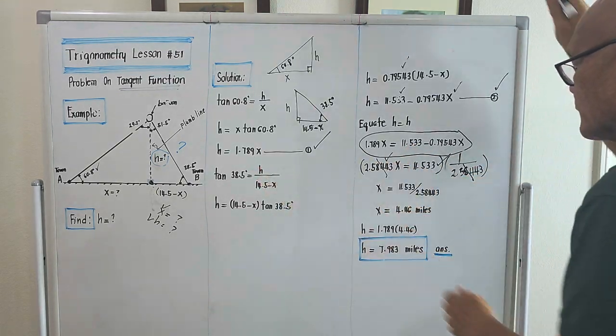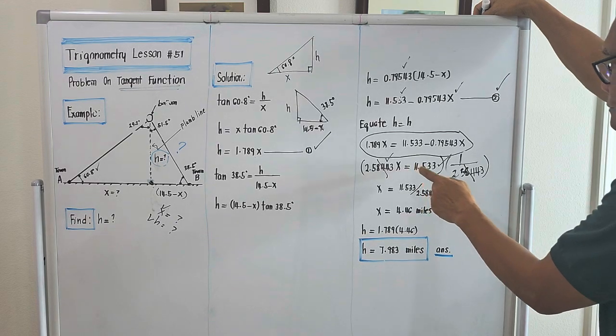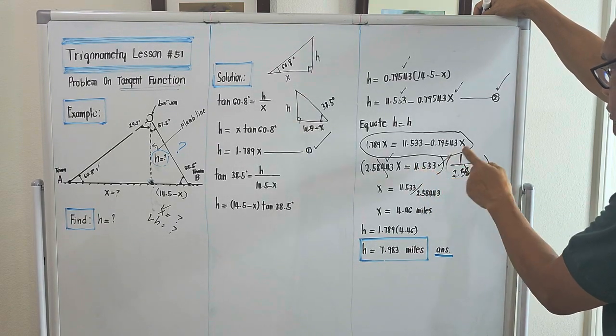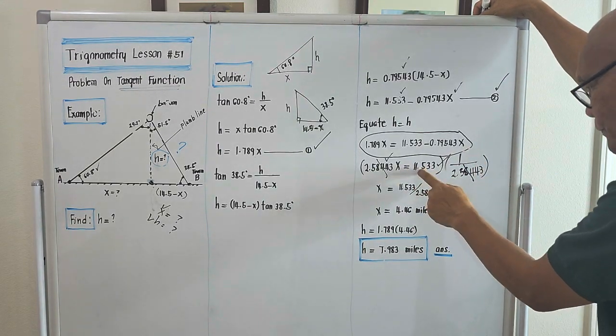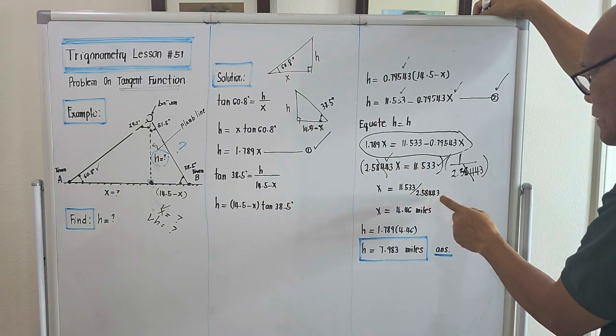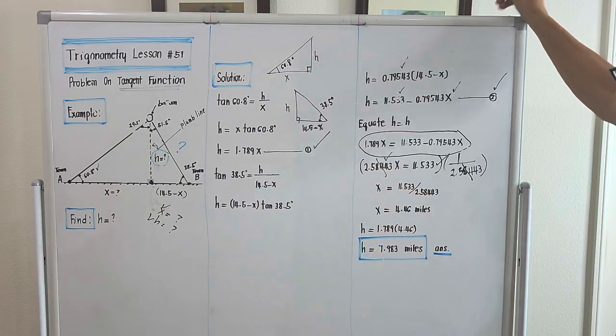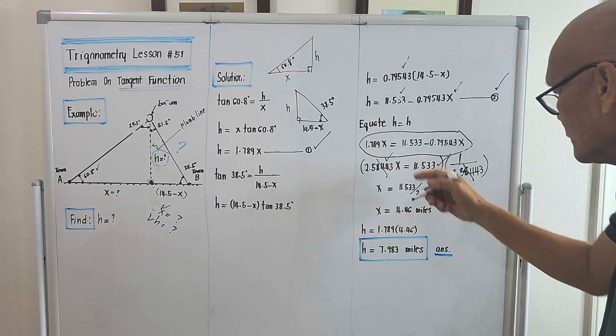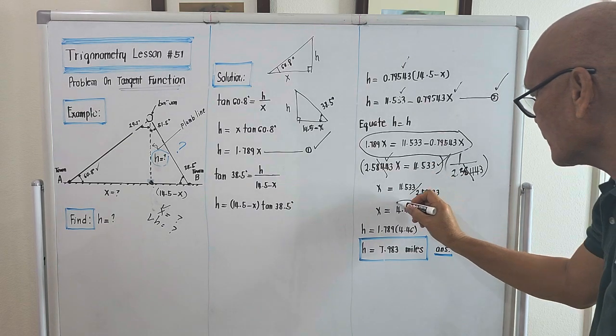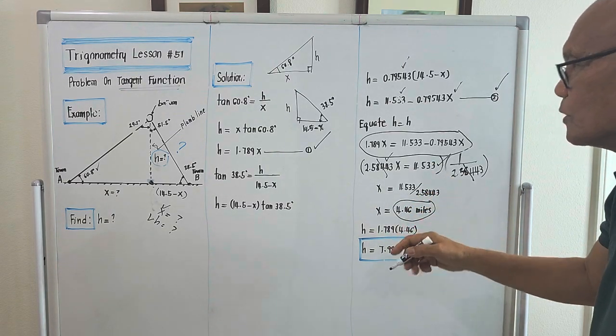X now will be equal to 11.533 times 1 over this will be 11.533 divided by 2.58433. To compute for x, we use our calculator. The approximate value of x is 4.46 miles.